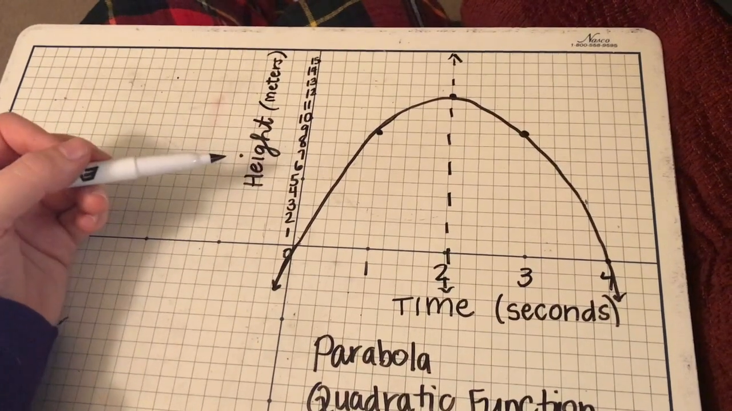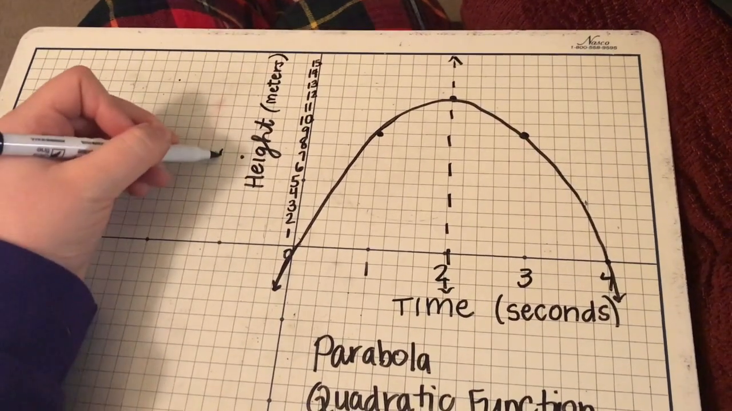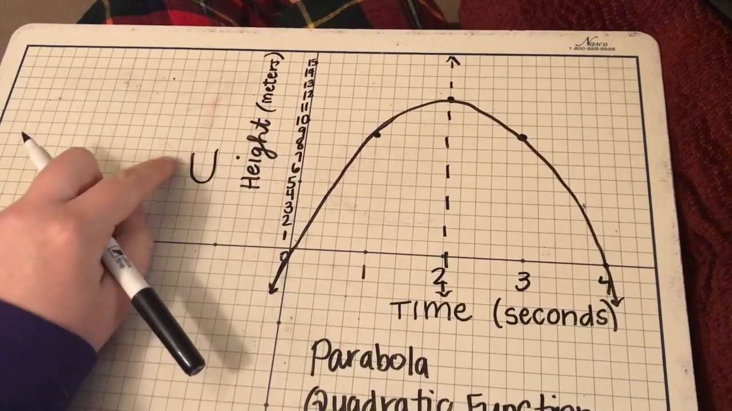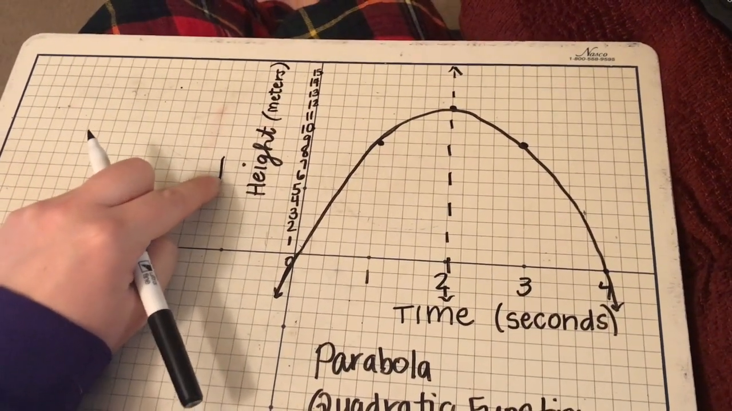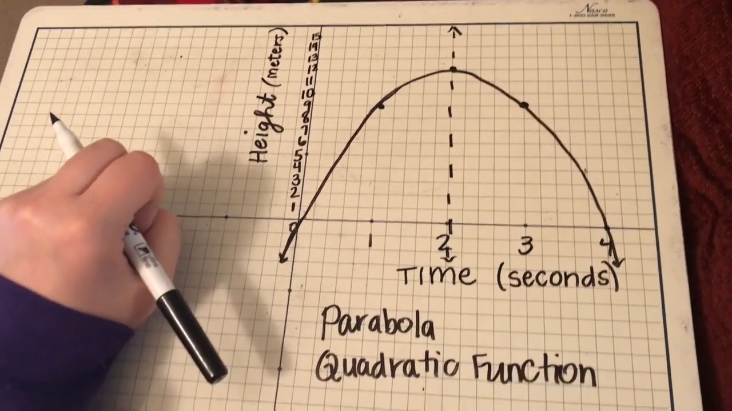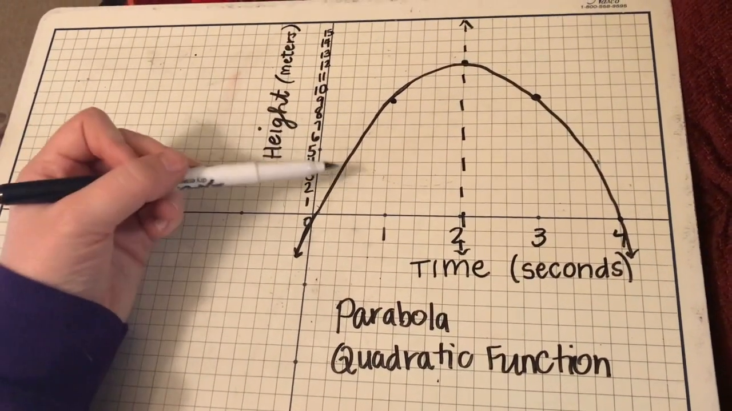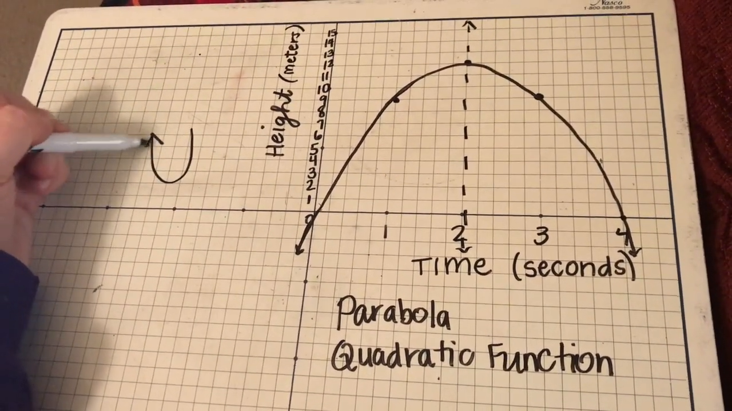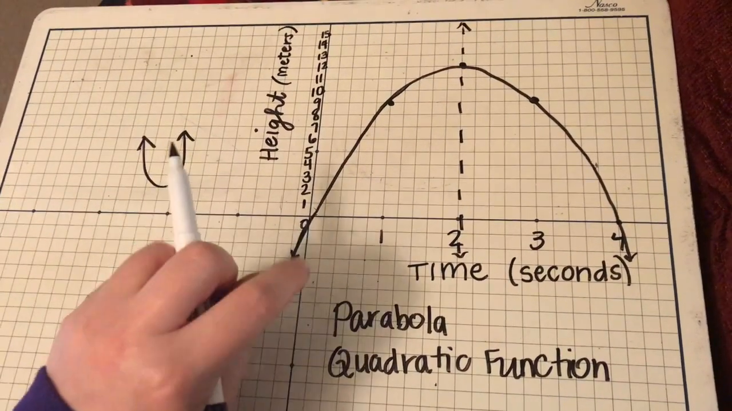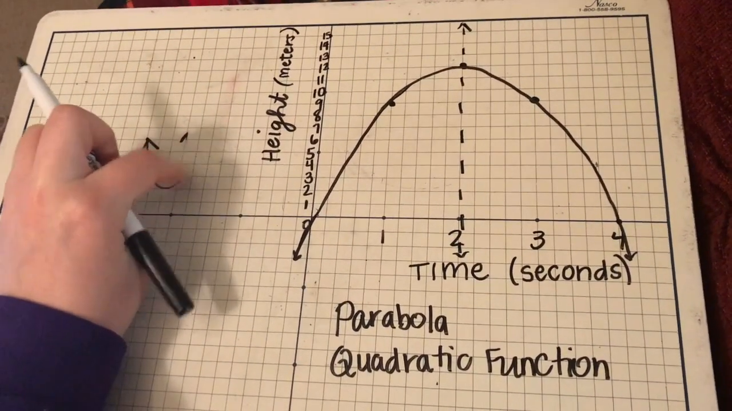So think about the letter U. When you draw a U, it should be perfectly symmetrical. And that is exactly what a quadratic function or a parabola will look like. It can be this way, or obviously it can be this way, like in our graph here.